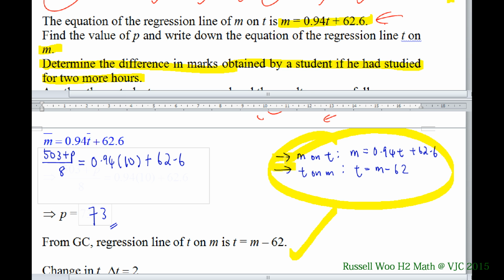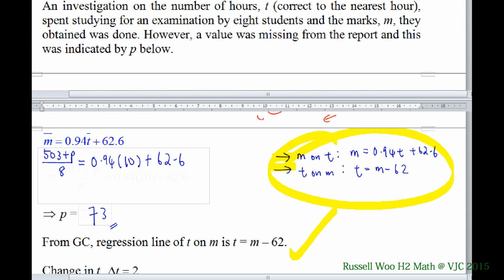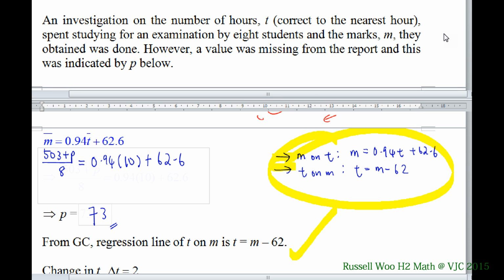To decide, again, you have to ask yourself this important question: is there an independent or control variable? Then you look at your question. What does it say? An investigation on the number of hours spent studying for an exam for each student. Nothing is mentioned about which is independent.